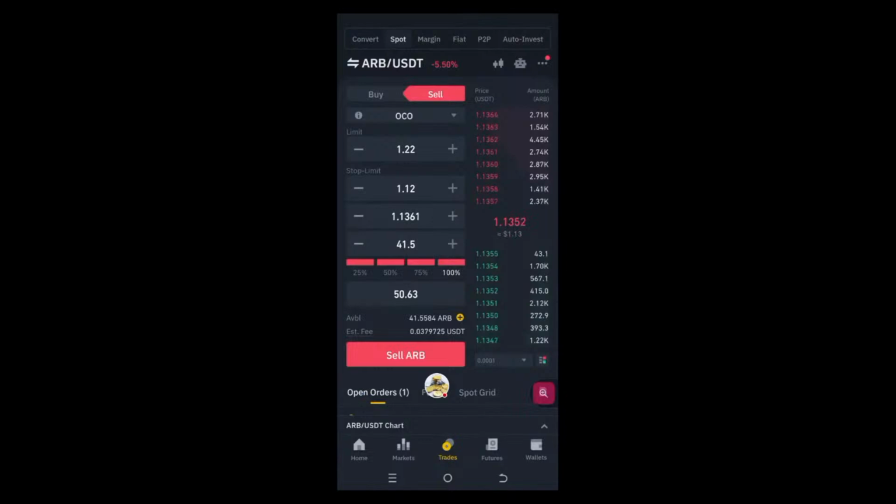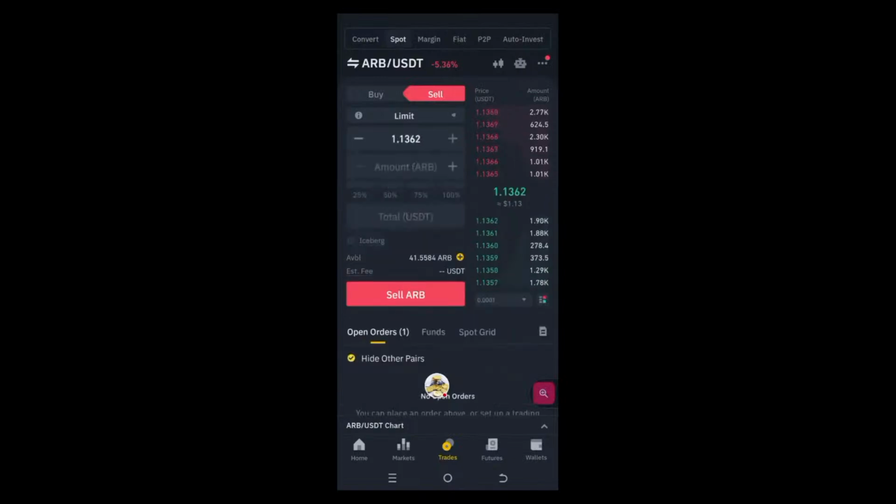That's the reason why I personally will not choose OCO, because I want to get the money. Okay, I want the price to get to 1.22 and I get my profit out. Now that's just the difference, right? Let me go to limit, because this is my absolute best, right? So for limit, I'm going to set the price I want.